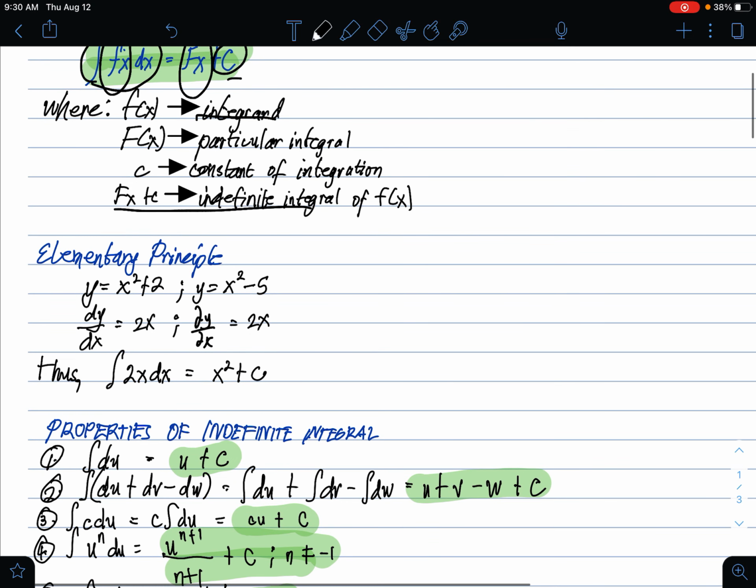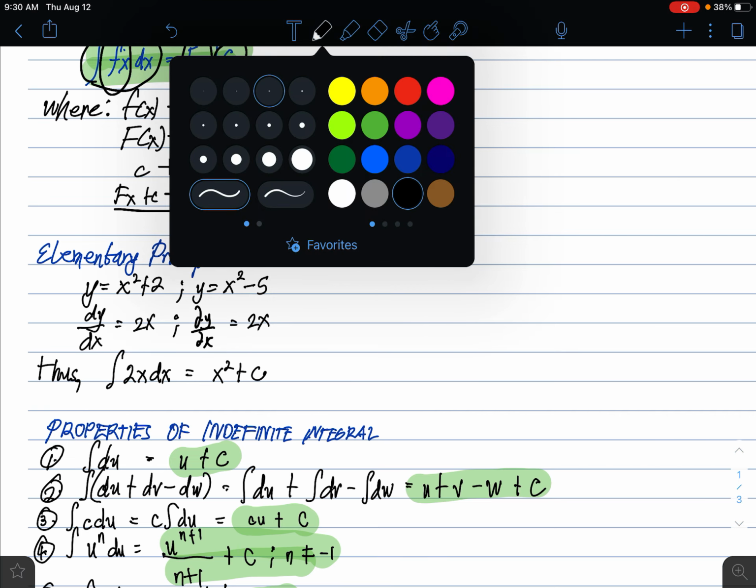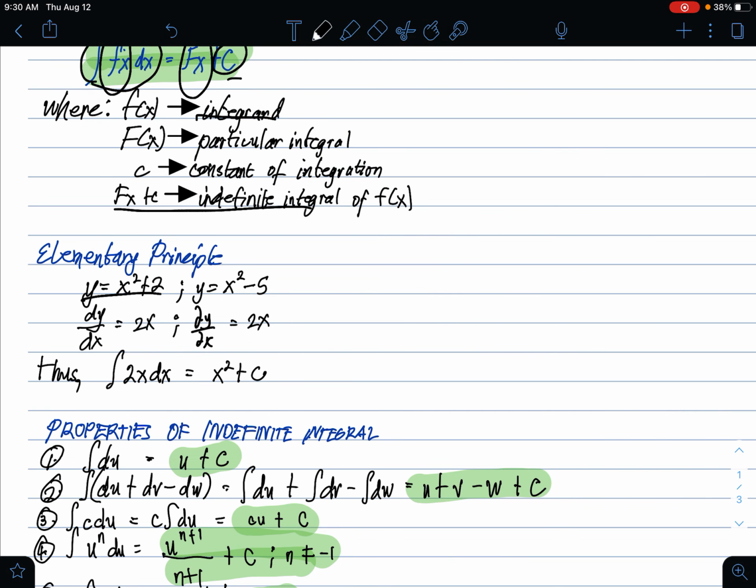So y is equal to x squared plus 2, or x squared minus 5. So if we differentiate both functions, this one and this one, the dy over dx is just equivalent to 2x, right? So if you're going to rewrite that one, the dx goes here, so that's just equivalent to dy equals 2x dx, right?